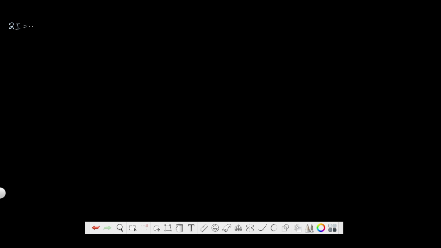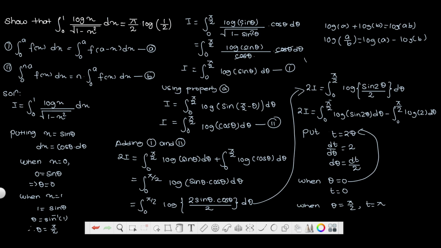2I equals 1 over 2 integration 0 to pi log sine t dt minus log 2 integration 0 to pi by 2 d theta. Notice that we have not changed limit for this integration. We only change the limit for this first expression.